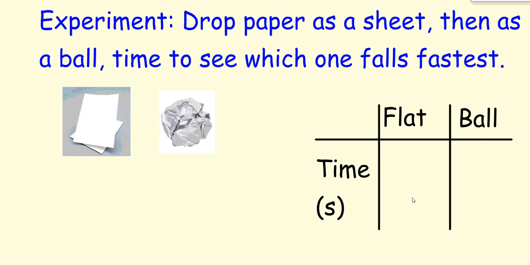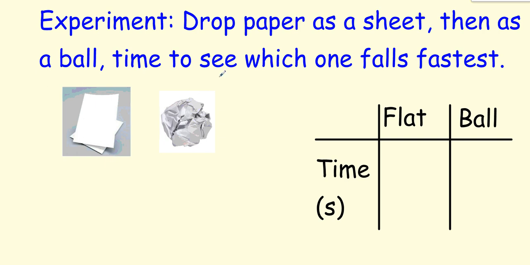Okay, this video is going to be the second half of the air resistance lesson, and this is going to be looking at how we can do a little experiment at home, hopefully, to try and see how the shape of an object affects how it falls. So what we're going to do is take one piece of paper and drop it and see how fast it falls.